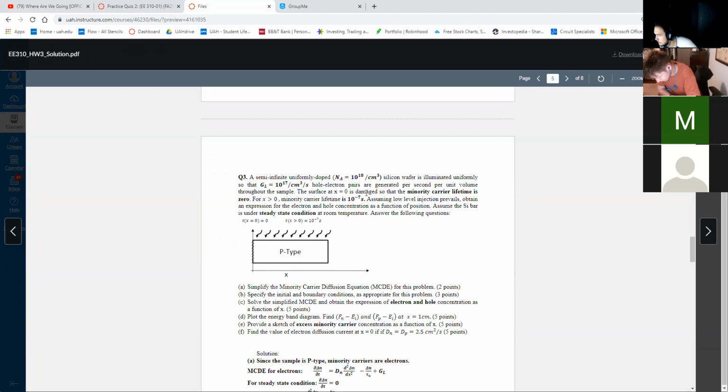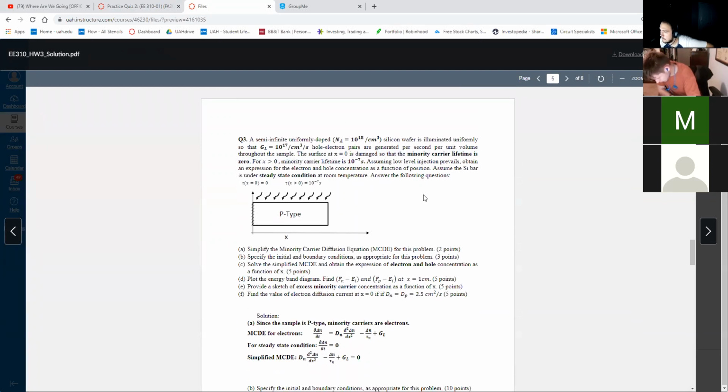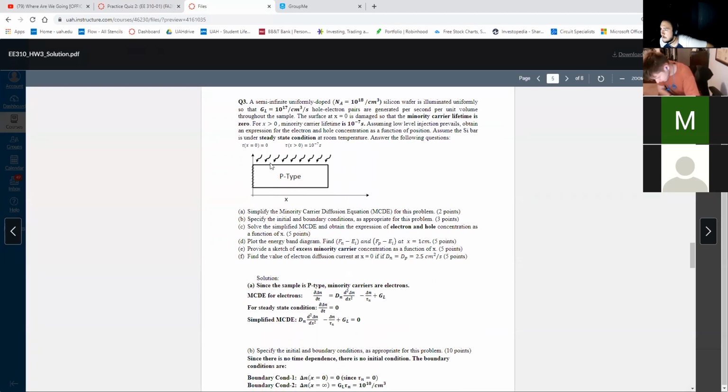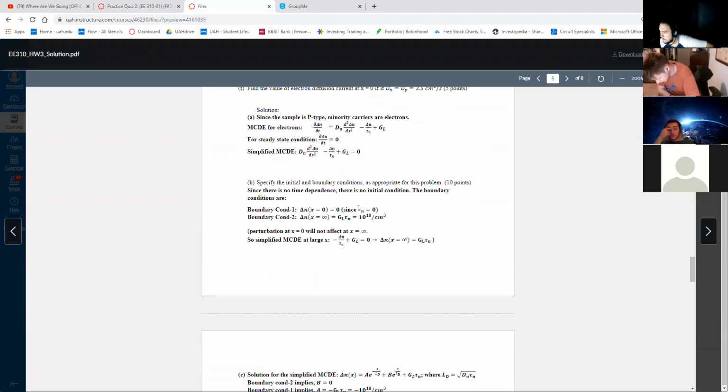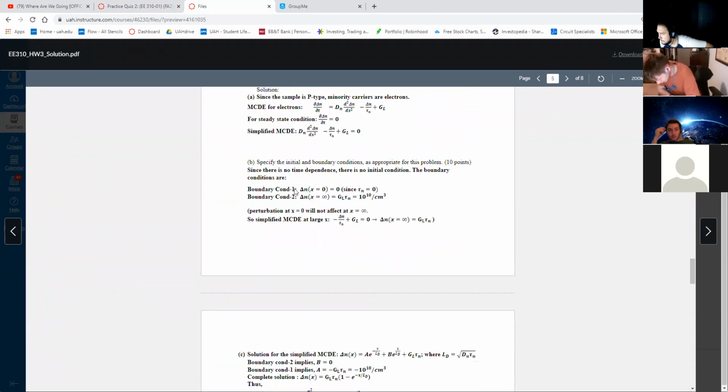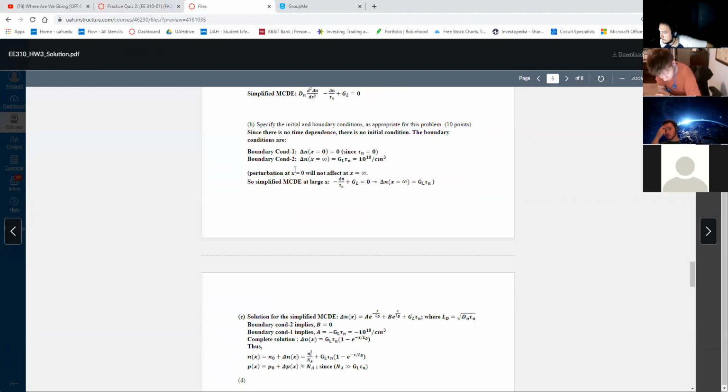So at x equals 0, the minority carrier lifetime was 0, and then for x greater than that, the minority carrier lifetime became a constant value. So right here, there was no carrier lifetime because it was broken, and then over here the carrier lifetime existed. So here you have some spatial dependence. You have your boundary conditions right here. He specifies initial conditions for time dependence, but boundary conditions are for spatial dependence.